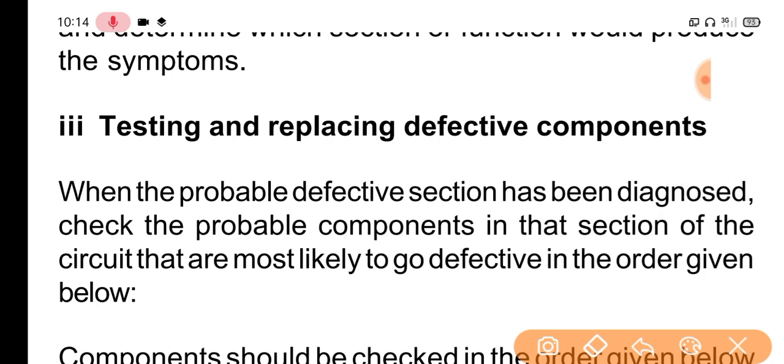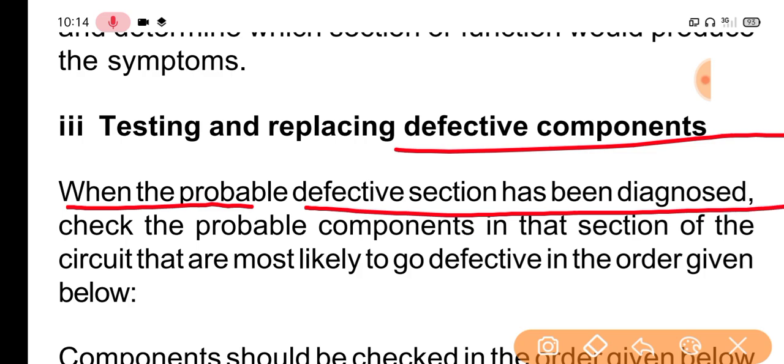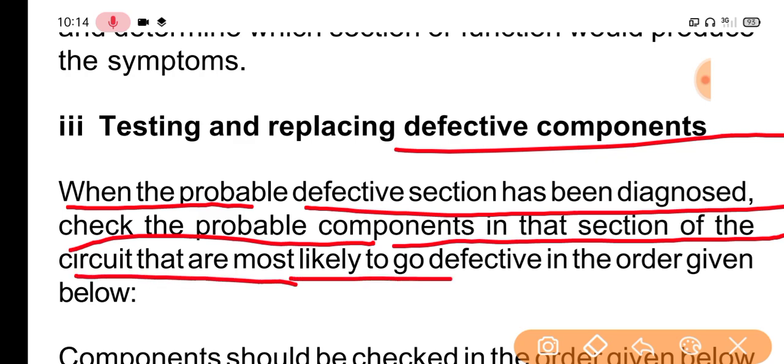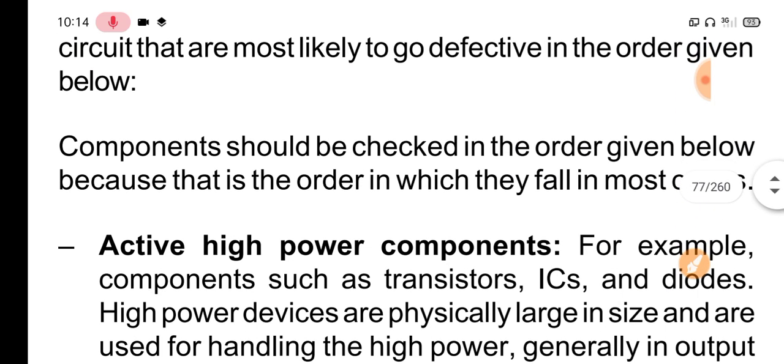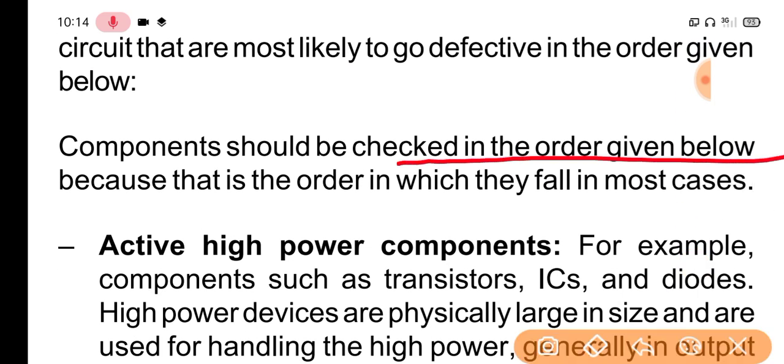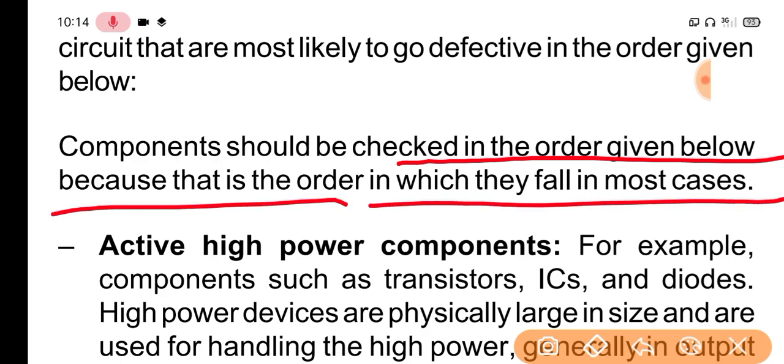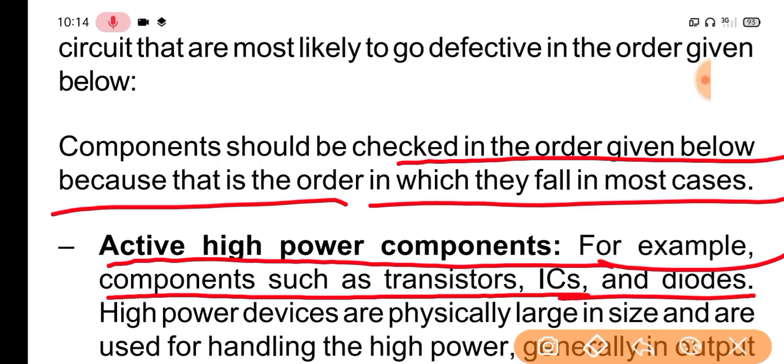Testing and replacing defective components. When the probable defective section has been diagnosed, check the components in that section of the circuit that are most likely to go defective in the order given below. Components should be checked in this order because that is the order in which they fall defective in most cases. Active high power components, for example transistors, ICs, and diodes.